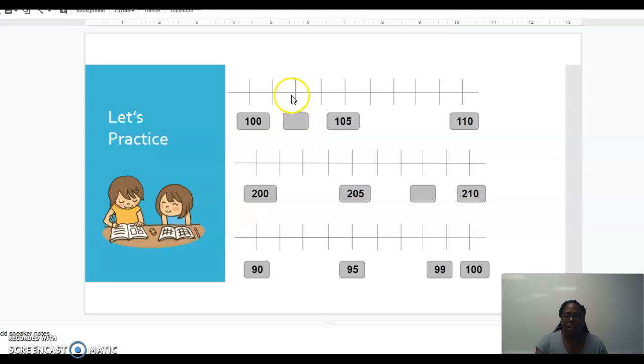So I could put any number here between 100 and 105, but the number has to come between those numbers. What numbers do you think that I can plot there? If you're thinking that I can plot 101, 102, 103, 104, you are absolutely correct. I can plot any of those numbers between 100 and 105, okay? If I wanted to know which one was closest to 105, it would be 105.